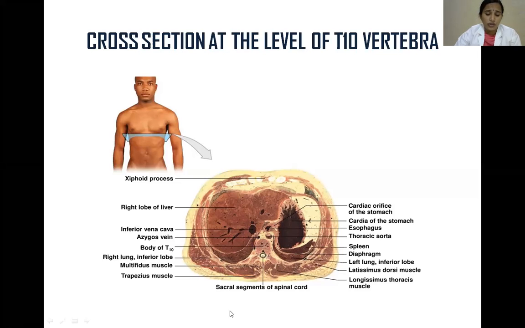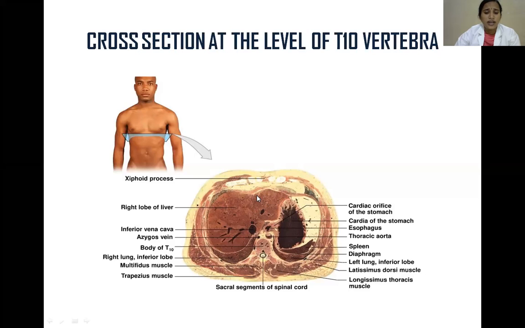As I told you, you should study a cross section as if you are visualizing from below. So this will be the right half, this will be the left half. So in this section, what are the additional structures you are seeing? Only the lower lobes of the lungs are visible and the rest is occupied by the abdominal viscera.